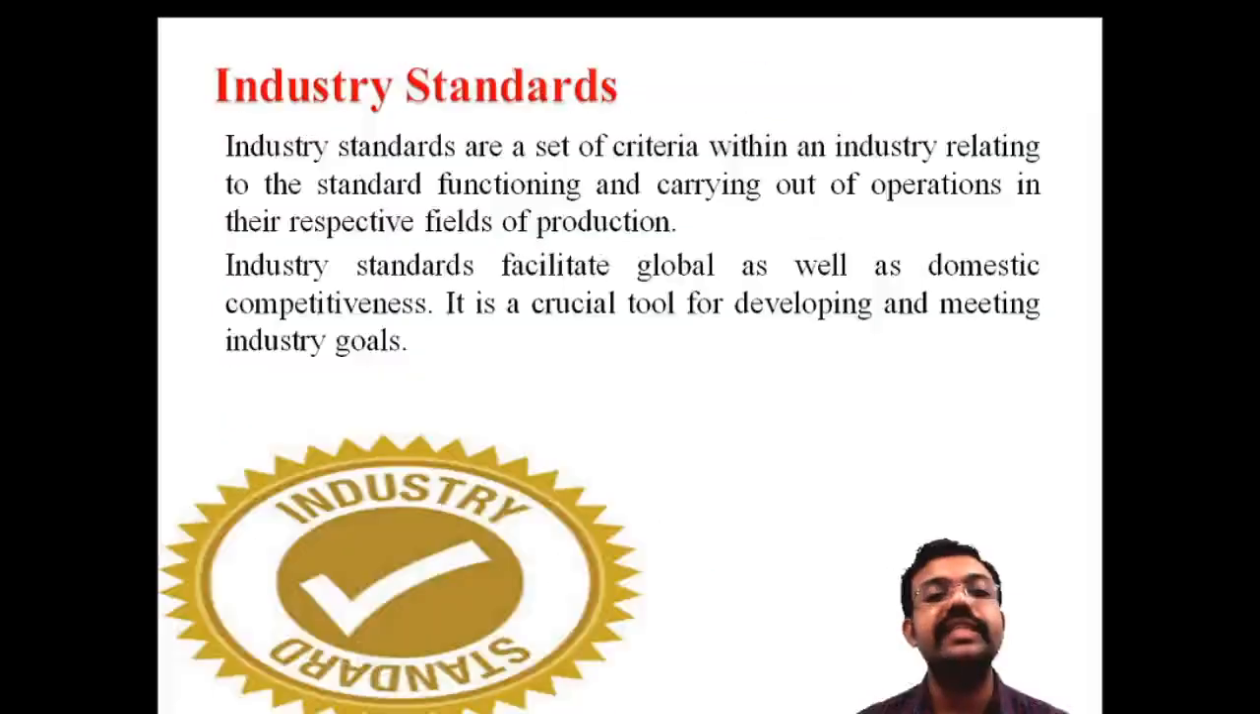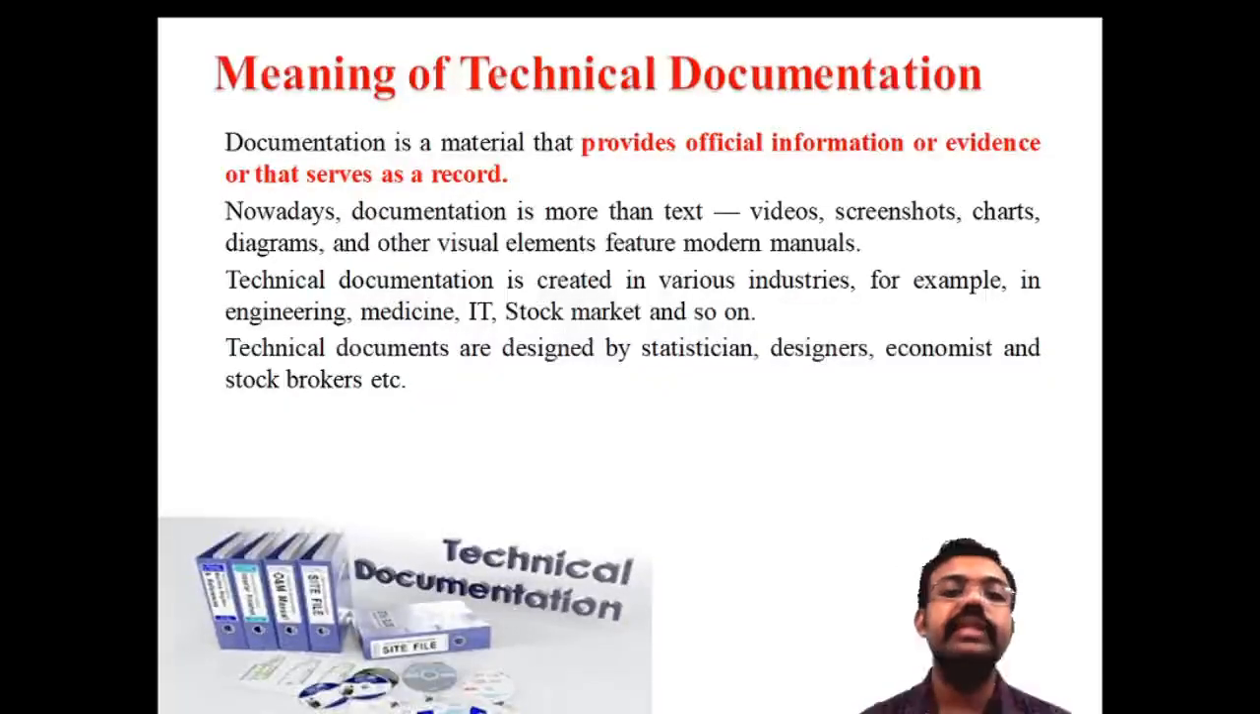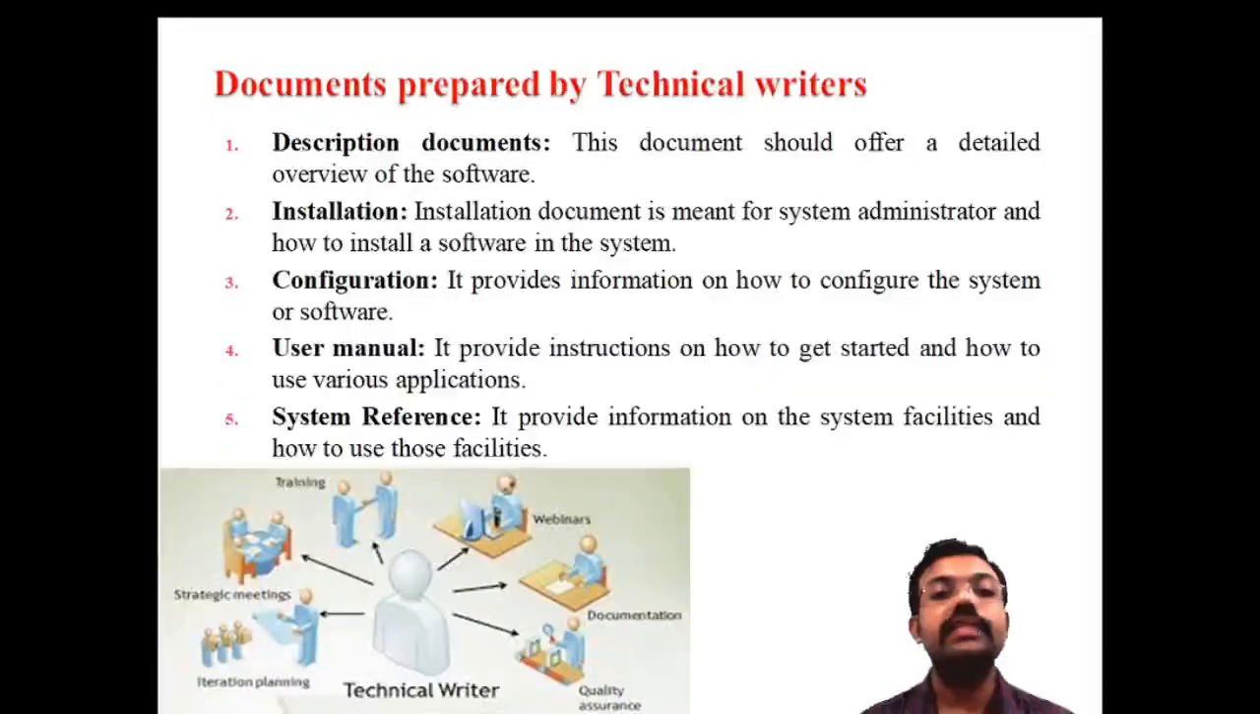Okay, let me conclude. First we discussed what is meant by technical documents, and before that, what documentation is. Documentation means official information, evidence, or a record. We can use technical documents for various purposes, like from an industry point of view or a stock market point of view. There are different types of documents: investment analysis, cash flow, tender, agent contract, lease, staff need forecast, market research, annual general report. These are documents prepared by the technical writer. There are also description documents, installation, configuration, user manual, system references. These are important documents prepared by the technical writer.